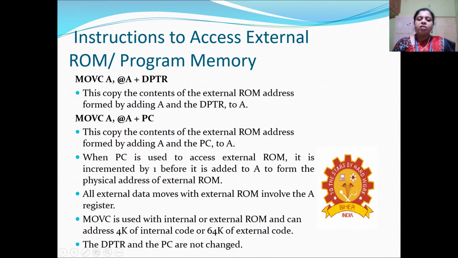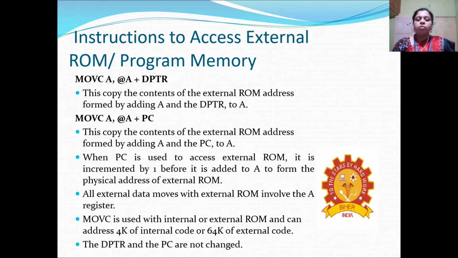The next one is MOVC A, @A+PC. In this case the physical address is calculated by adding the content of the accumulator and that of the program counter. When we are using the program counter to access the program memory, we have to increment it by 1.